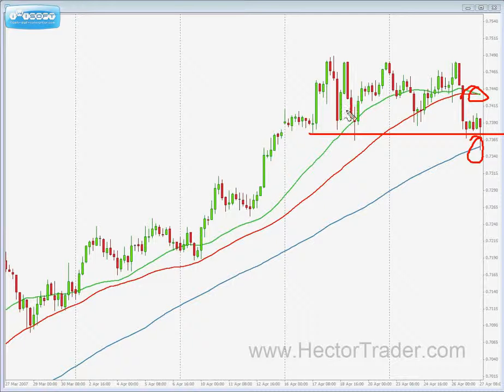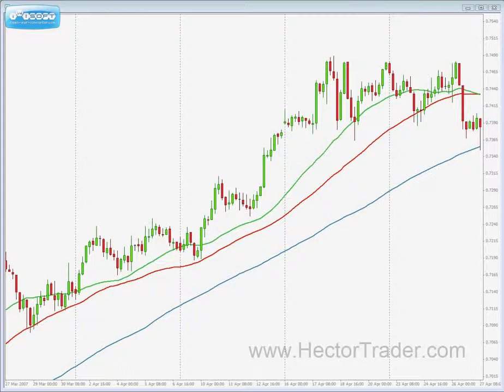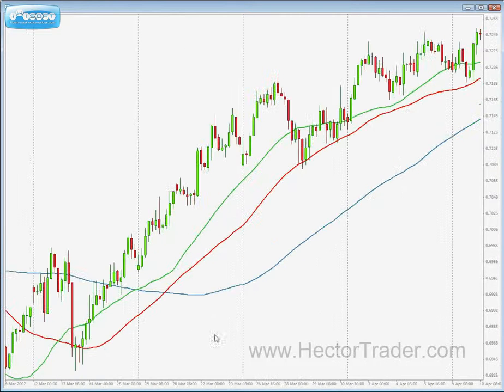The party's over. In fact, we are now ranging. We are trending no longer, guys. We had been trending up to this point. Let me clean up the chart a little bit. We had been trending from up there, all the way from here.